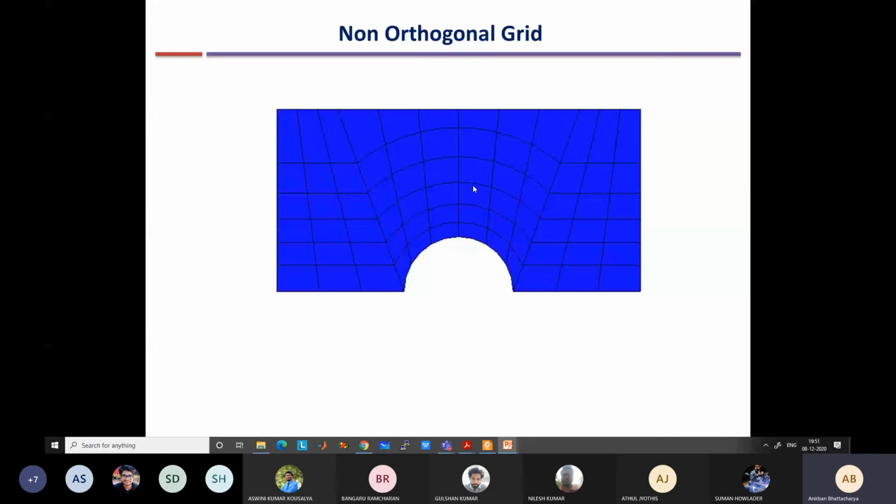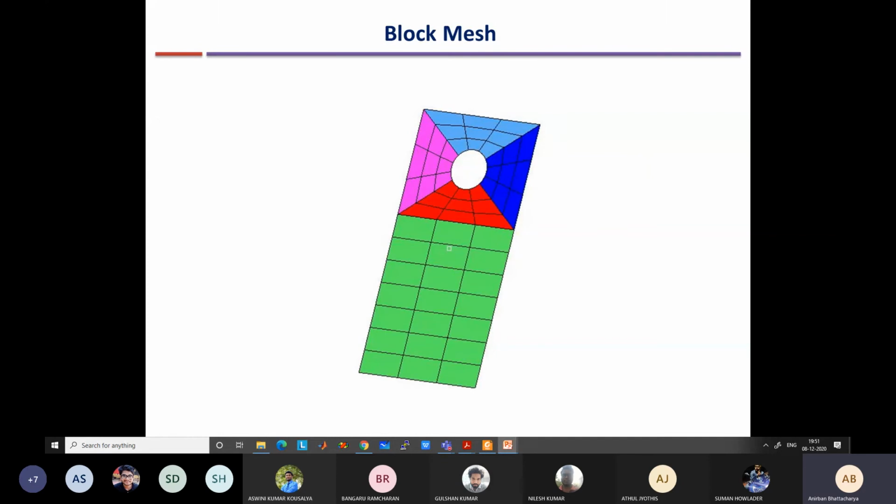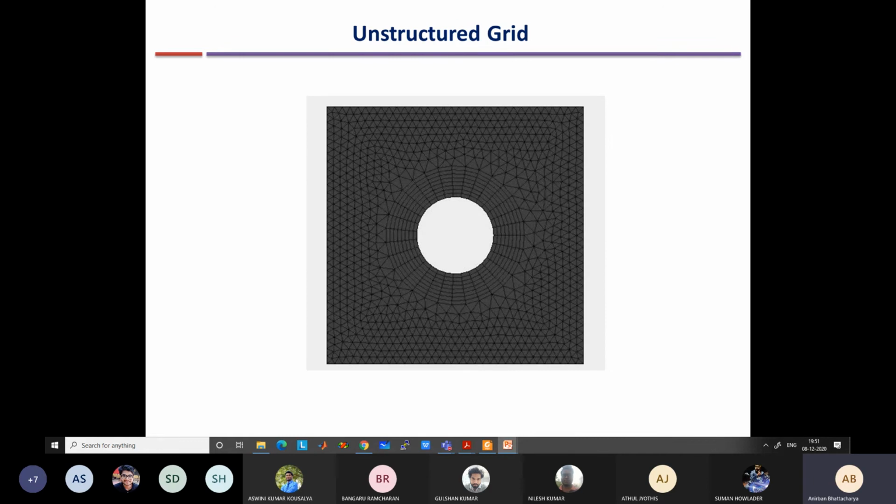This is non-orthogonal, like I have shown. Lines are not perpendicular to each other. This is a block mesh, block structure mesh. Two separate blocks are there. And this is an unstructured grid. By default, if you generate this, you can see the internal part has structure, but in the external part, you can see there is no structure to it.